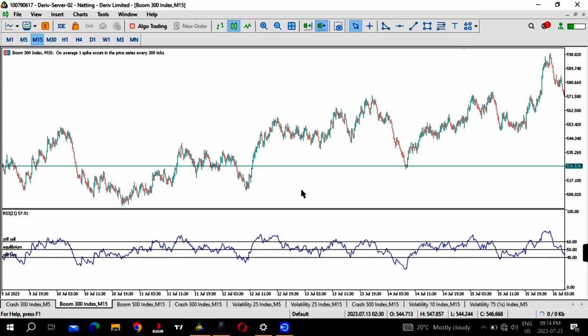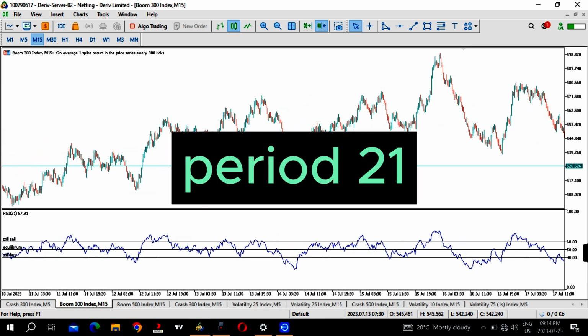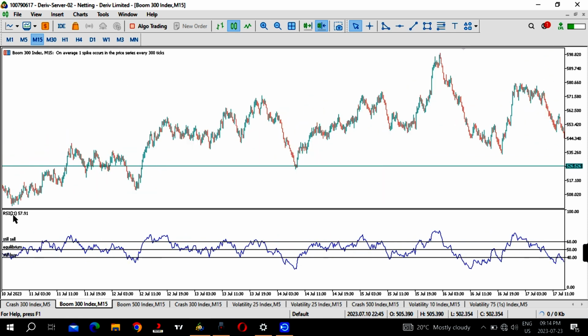So in today's video, I'm going to be using the RSI period of 21, right? I don't like the RSI period 14, as it changes too quickly, but the RSI period 21 is moderate, right? It's not too slow, it's not too fast. That's why I use the period 21.